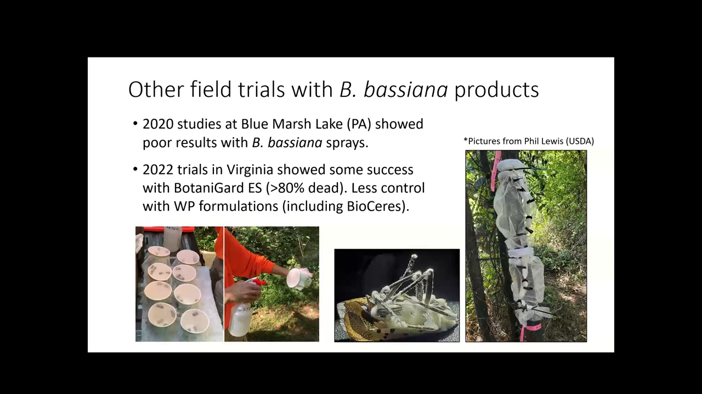But Phil Lewis from USDA and some other researchers from Virginia Tech, they did some trials with these products in 2022, and they actually got some success with Botanigard. More than 80% were killed when they were sprayed and then put onto these enclosures. So I think this is mesh netting around Tree of Heaven. So they sprayed them and put them in here to feed. So yeah, Botanigard looked good, but they saw less control with wettable powder formulations like BioSeries. And there's also a wettable powder formulation of Botanigard that did not work as well as the oil-based formulation.